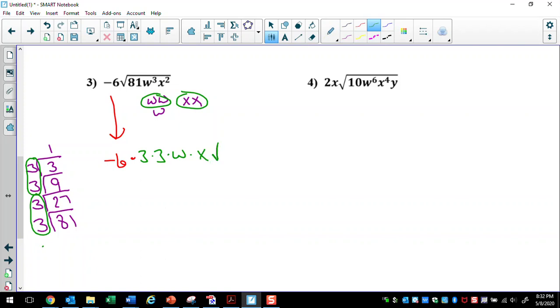The only thing that was left over was this W. I have no numbers left over on the side, and I have no x's left over, so one W is left over on the side. Now I can multiply all of this back together, and we end up with negative 54 WX times the square root of W.